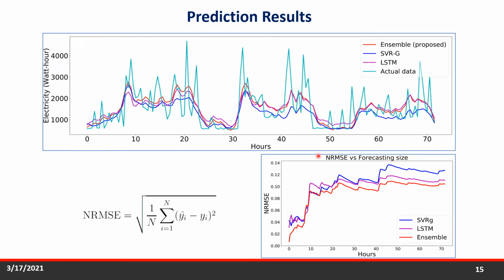So talking about results and measuring the efficiency of different predictors, we use three error performance measures. One of them is the normalized root mean square error. And as we can see here from this figure for the NRMSE, we have a better performance offered by the ensemble model.